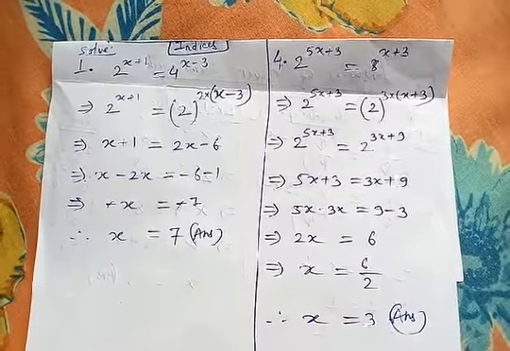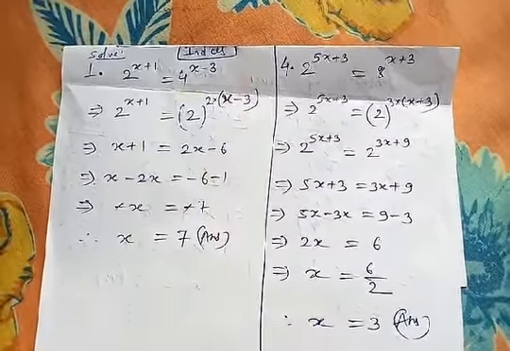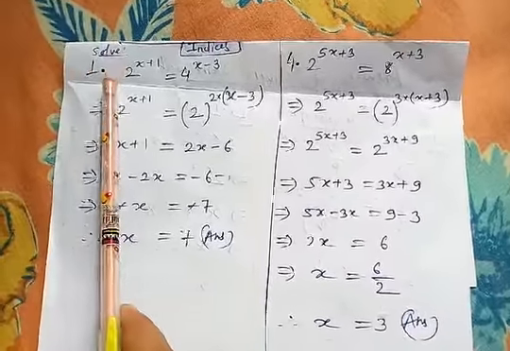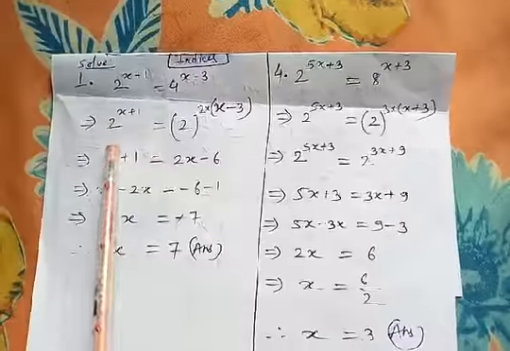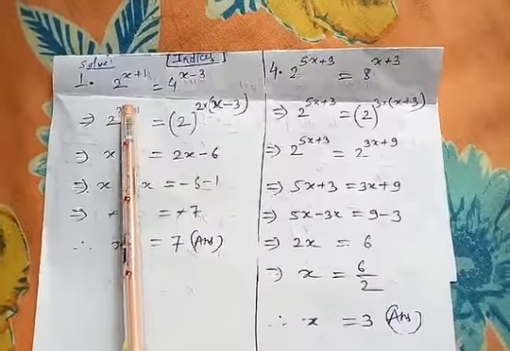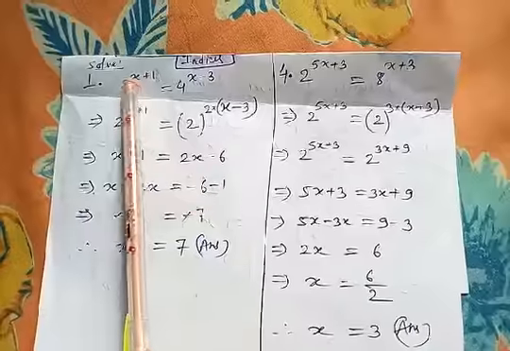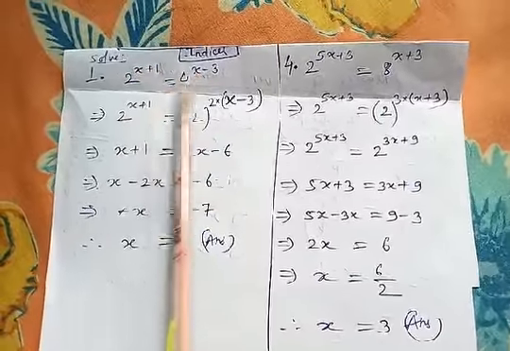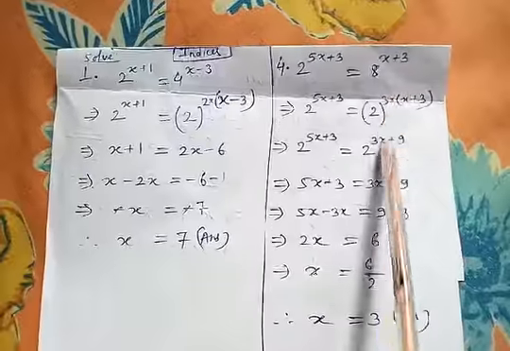Class 9 children, today we will revise indices. Exercise 60, solve. Solve means, as you all know, to find the value of unknown variables in the question. As you can see in this question, the unknown variable is at the power in the form of x. That means we have to find the value of x. So here also you can see that we have to find the value of x.